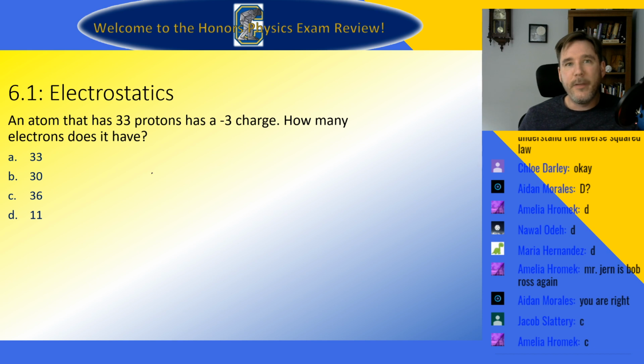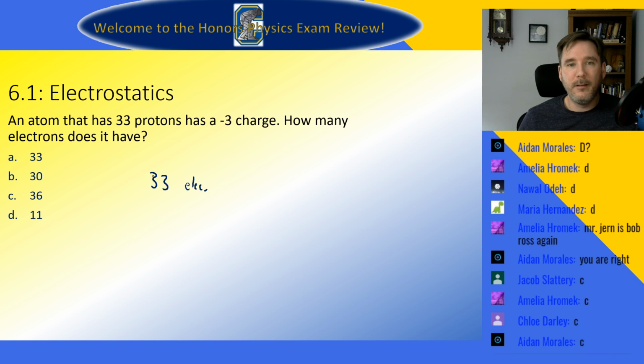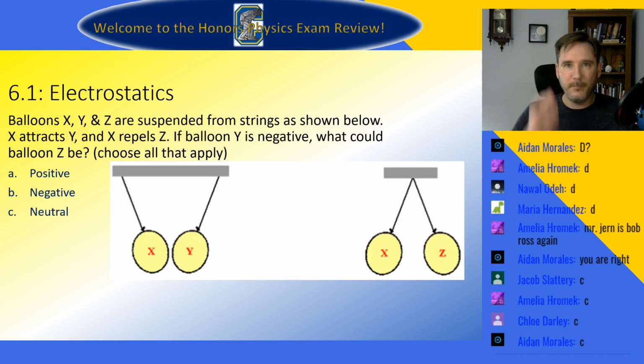All right, so think about it this way. If it's neutral, it should have 33 electrons, right? To be neutral. But because it's -3, that means it must have gained 3 electrons. And so you are right, that is 36. It is letter C, okay? So just start with what it should have to be neutral, and then either take away electrons to make it positive or add electrons to make it negative, and you'll get the right answer.